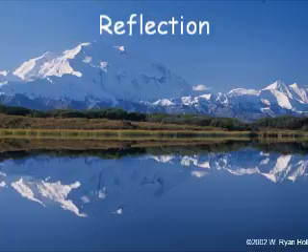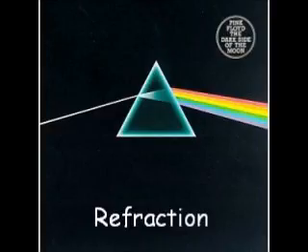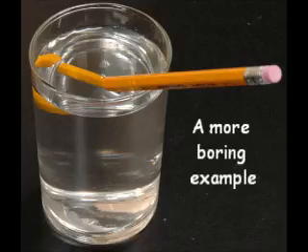Reflection. A reflected wave is just a wave that bounces back from an object. One example of this is sight. Everything that you see is reflecting light waves. The law of reflection states that the angle of incidence is equal to the angle of reflection. The angle of incidence, the angle of reflection. Refraction. This is the bending of waves when they pass from one medium to another.